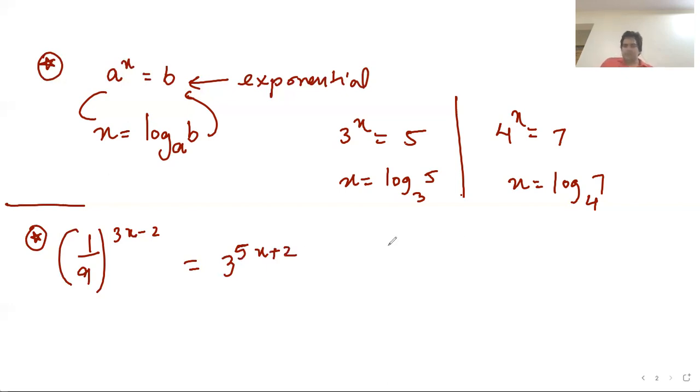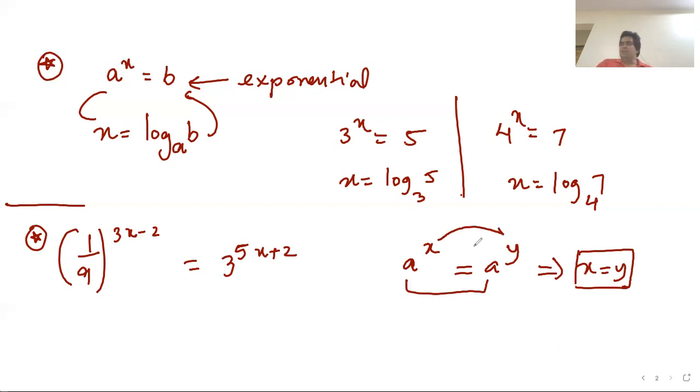Now, as an exponential relation, if you have got 8 to the power x is 8 to the power y, this gives us x equals y. This is an interesting relation that exists between two variables. If the bases are the same, the powers can be equated. Now, here the right-hand side is a power of 3, but on the left-hand side we still can't see anything. So 1 over 9 can be written as 3 squared, to the power of 3x minus 2, is 3 to the power of 5x plus 2.